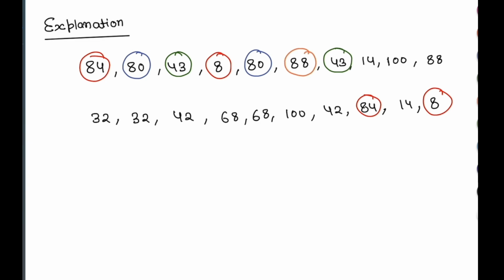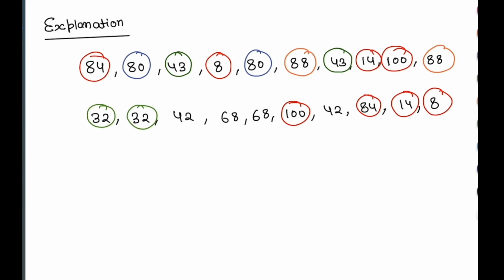It's there in the first basket and in the first basket. So it has to be swapped. Talking about 14, it is fine because it is there in both the baskets. And talking about 100, it is fine. It is there in both the baskets. So now we can say that the other elements like 32 is there in the second basket, 42 is in the second basket, and 68 is in the second basket.